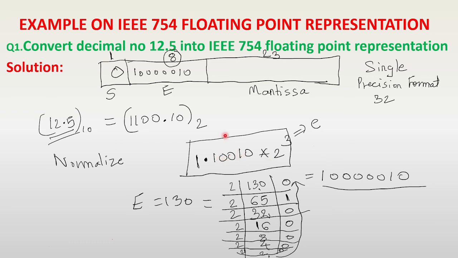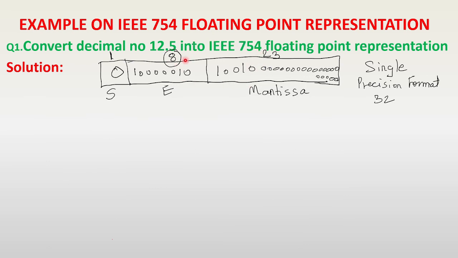So you have to write these bits as they are in the mantissa. So 10010, 1 2 3 4 5. But total 23 bits should be there in the mantissa section. So all remaining bits you put as 0. So that is 18 bits will be 0. Simply put the 0 like this. So this is your IEEE 754 floating point representation for 12.5 decimal number.